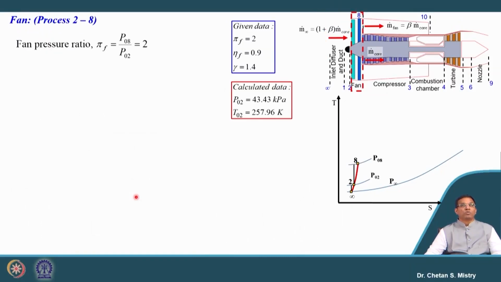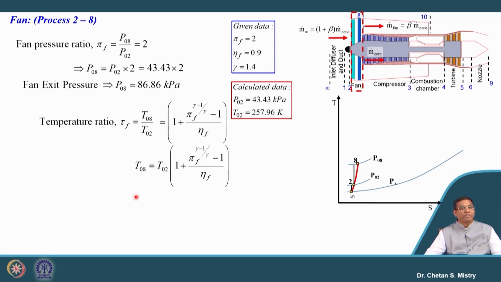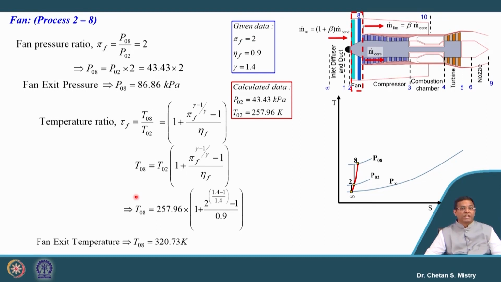Okay. Now, let us move towards the next component, which is our fan pressure ratio. Since my fan pressure ratio is given as 2, from that we can calculate our exit pressure. This exit pressure is 86.86 kilopascal. Now, we have information about the temperature ratio. We know our temperature ratio is a function of pressure ratio and efficiency. So, since we are given an efficiency of 90% and fan pressure ratio is 2, the exit temperature is coming to be 320.73 Kelvin.